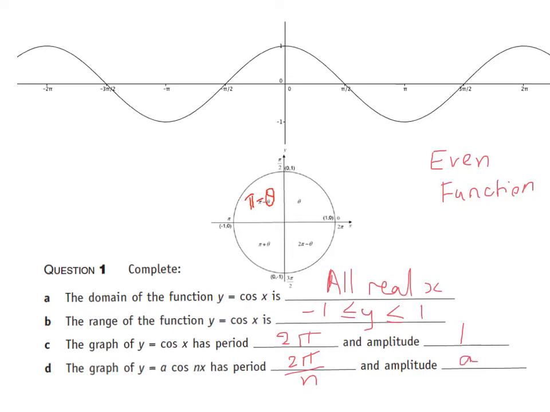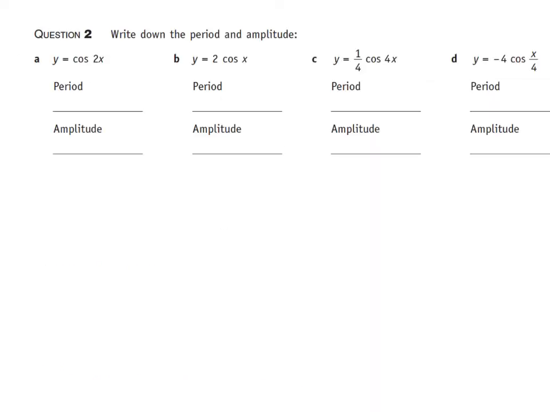So sin x and cos x are very similar. You can just see that cos x has been shifted to the left by pi on 2. Okay, now work out some period and amplitude so that we can graph some of these functions.